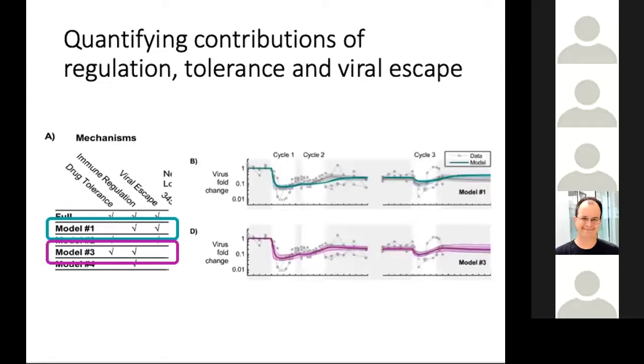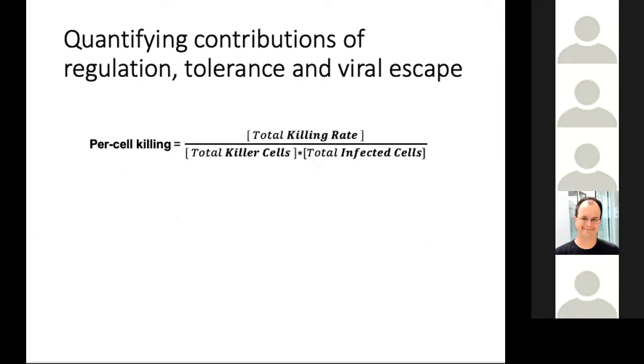At this point, we know that these two mechanisms, immune regulation and either tolerance or viral escape, are necessary to reproduce the data, but we don't really know how much and when and where these mechanisms are contributing to the outcomes that we see. To dig a little deeper into this question, we developed a metric called the per cell killing. This is mathematically equivalent to a per infected cell per effector cell killing rate constant. We extracted from our ODEs the total killing rate, and then we divided that by the total number of killer cells and the total infected cells. So you get a killing rate per killer cell per infected cell.